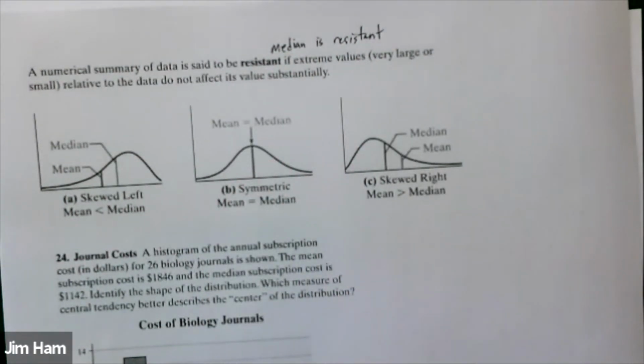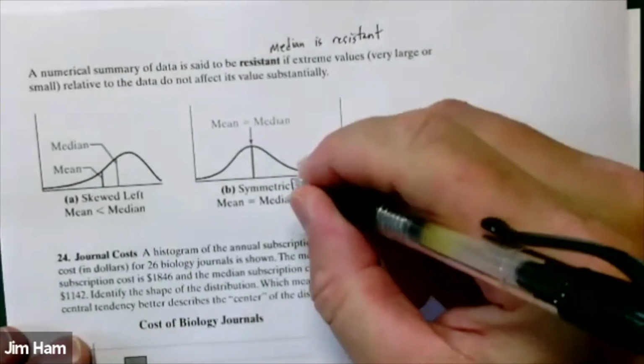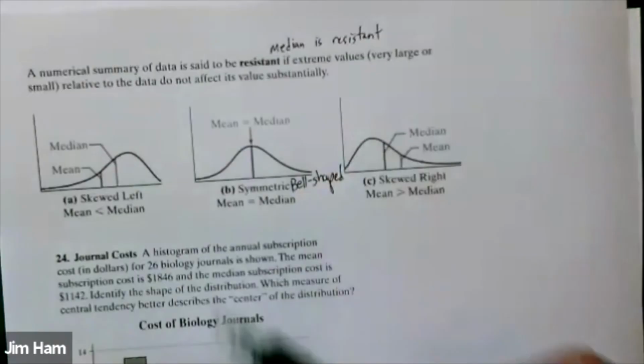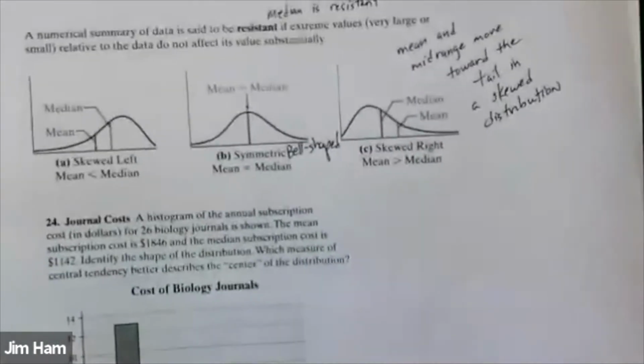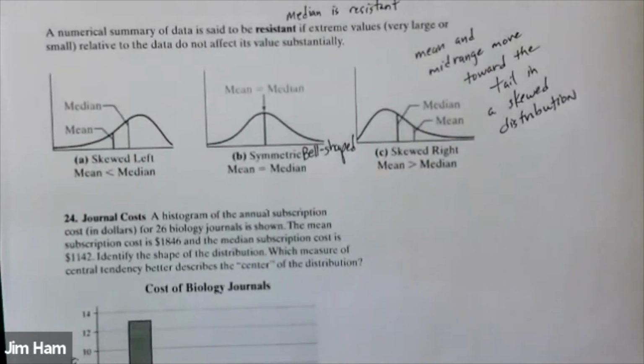But here's the relationship between the median and the mean for a data set. We have symmetric, which we called bell-shaped, or you have skewed left and skewed right. It turns out that the mean and the mid-range will always move toward the tail in a skewed distribution, and the median stays relatively fixed in the middle. Now, let's take a look at an example using that idea.